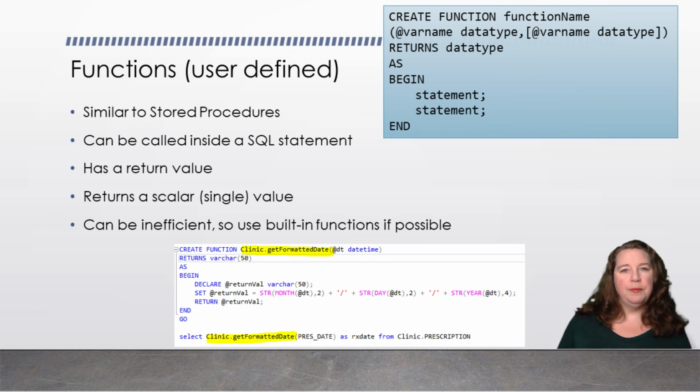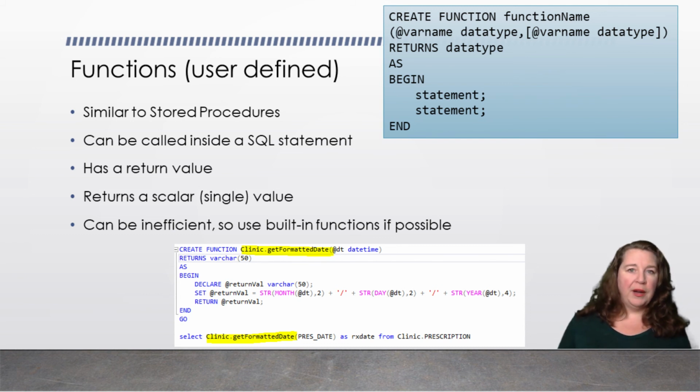So in this case, I have declared a variable. You can see I did @return_value and I made it a varchar of 50. I set my return value equal to the string compilation of month, day, year with slashes. And then I returned, using that keyword return, my return value. When I call select get formatted date with the date as whatever from my prescription, it will take those values and run it through my user-defined function.